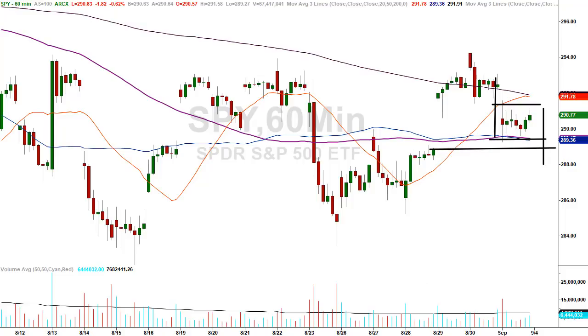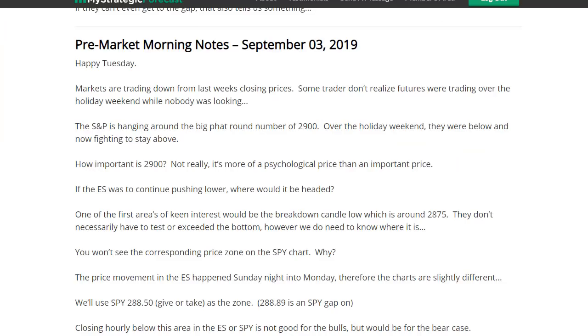So we were looking at two things during the day. When I say we, I'm talking about Inside the Numbers members. Here is Inside the Numbers. We start with the pre-market morning notes. We're not going to go through all of them, but I do want to highlight some important points. The S&P is hanging around the big fat round number of 2,900. Over the holiday weekend, they were below and now fighting to stay above.